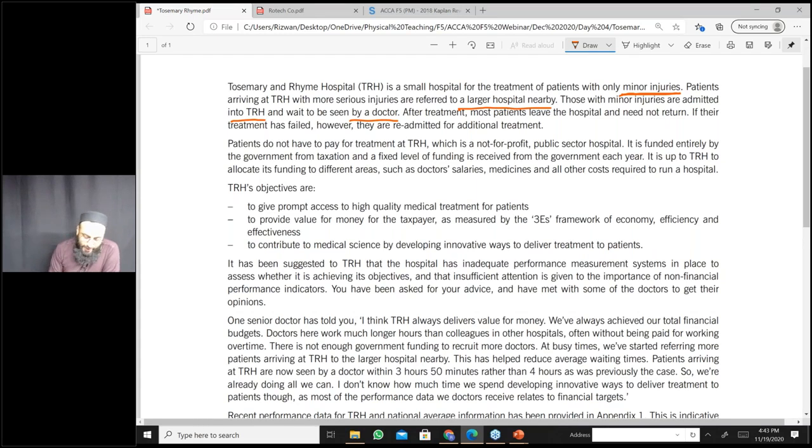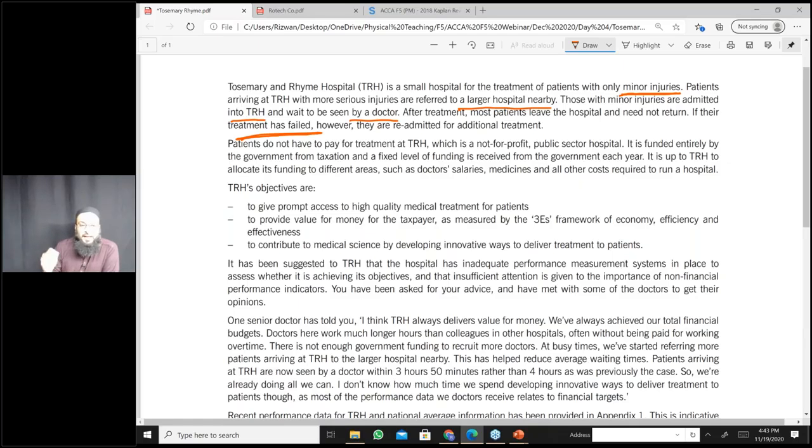If treatment has failed, they are readmitted for additional treatment. Now you tell me, is failing of a treatment an achievement of the objective or not? Come on, try to relate the things. Learn how to relate.